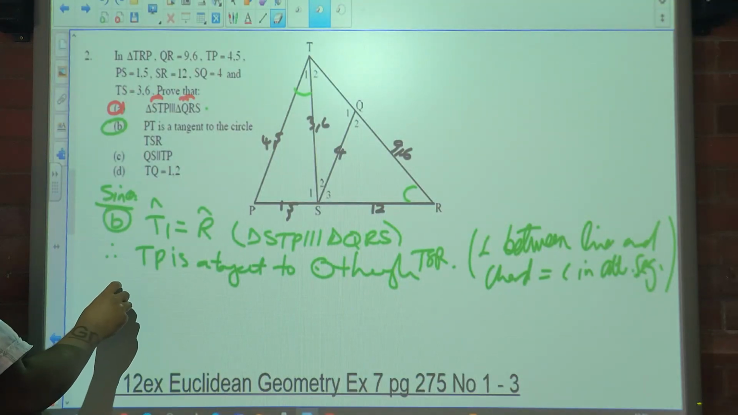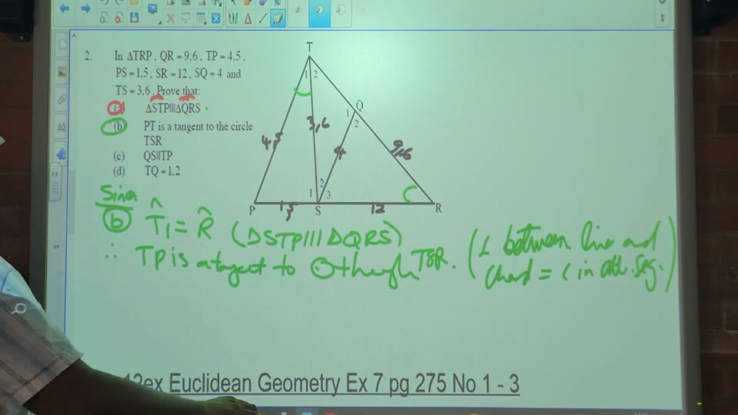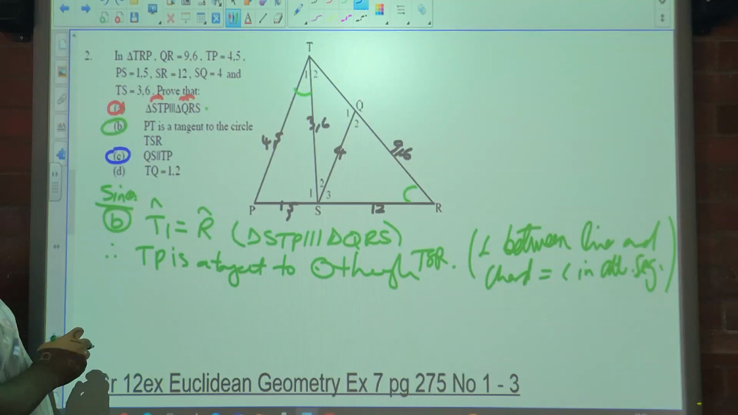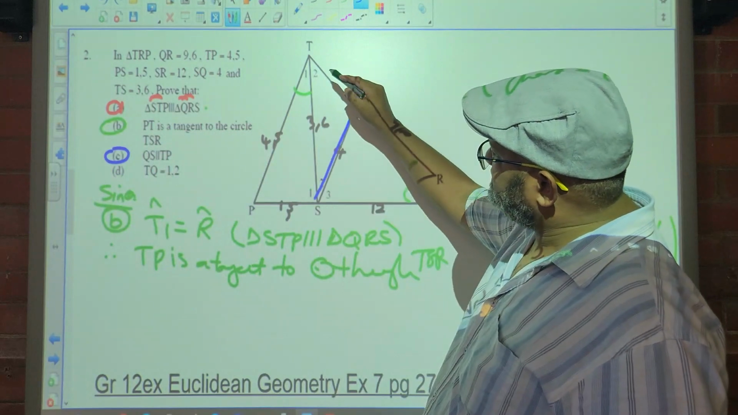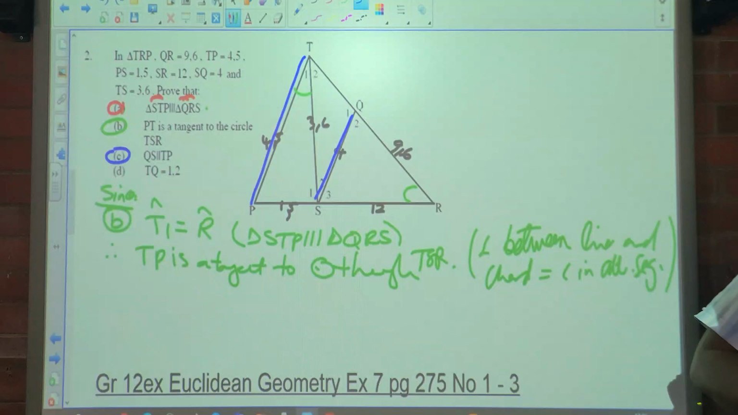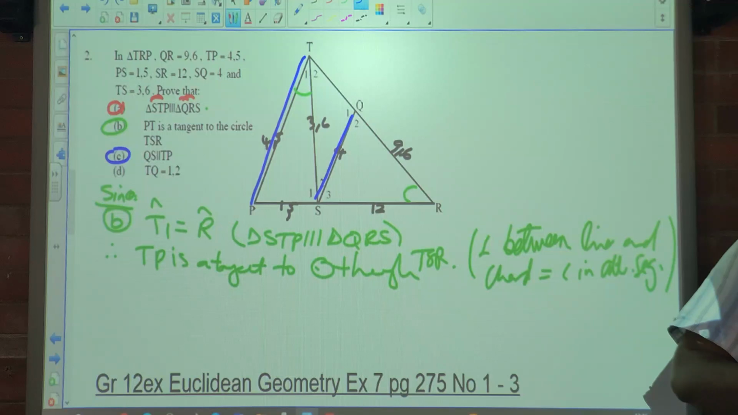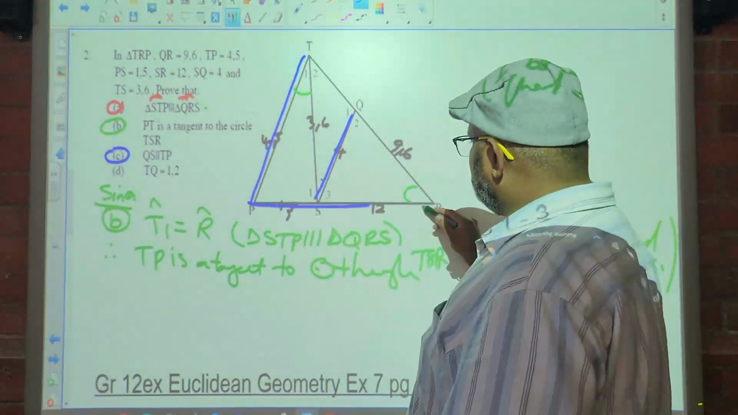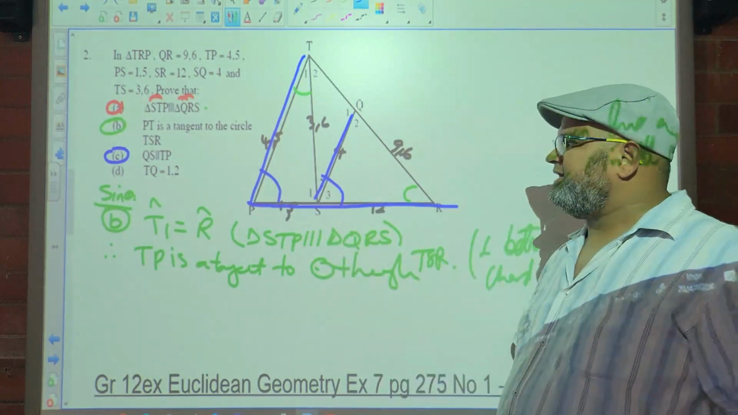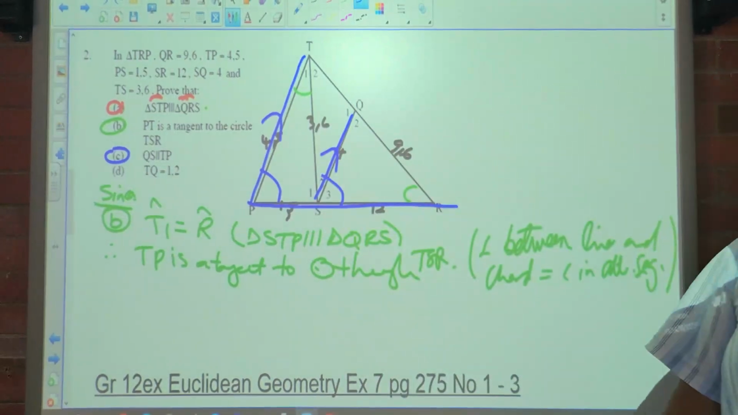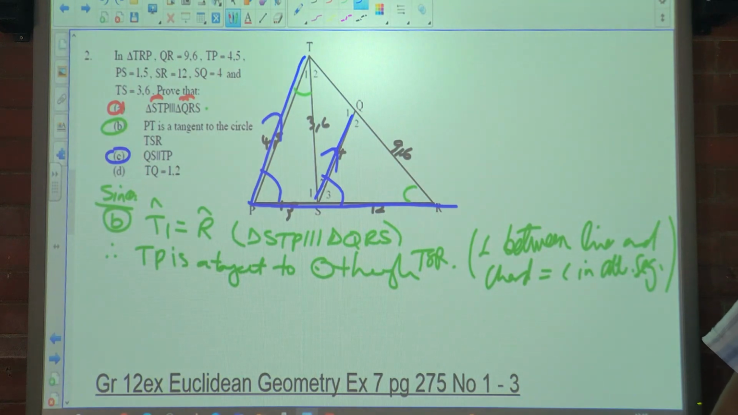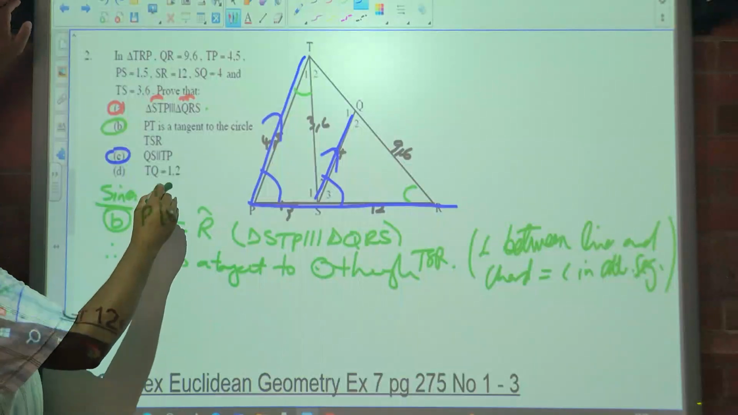Then the question says you must prove that QS is parallel to TP. I'm going to leave this one on the board. If those lines were parallel, what do we know? Corresponding angles are equal, alternate angles are equal, co-interior angles are supplementary. So if we can prove that S3 is equal to angle P, we've done the job. Then, if the corresponding angles are equal, those lines have to be parallel.